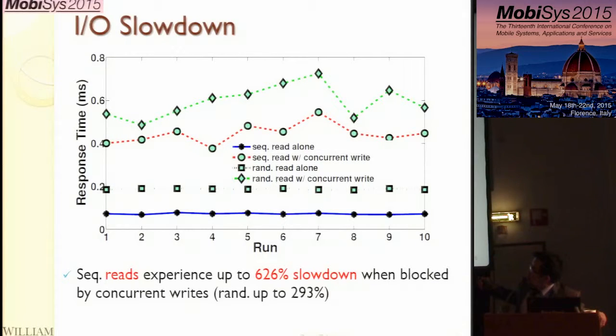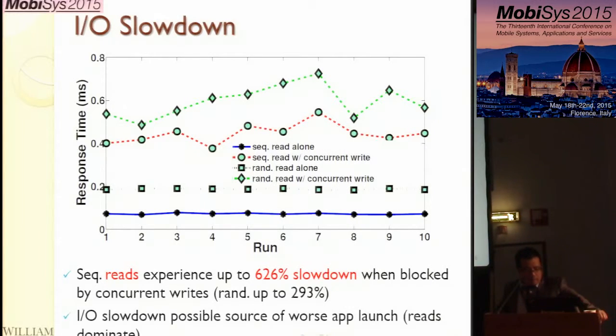All right. So we came to this notion based on our measurements. Here we had 10 simple runs. When you take a look at the blue color, that's the sequential read alone. Next, the red color, that's a sequential read with concurrent write, and you see that there is a huge jump, right? Huge slowdown. Similarly for random read as well.